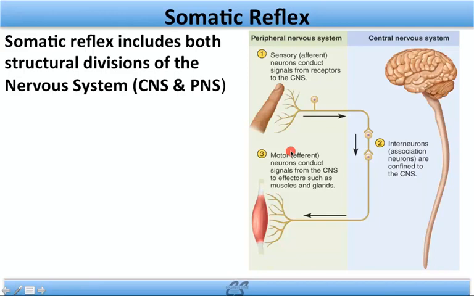So again, just an overview, a somatic reflex includes both PNS and CNS, so central nervous system and peripheral nervous system. And again, just as an overview, you have a single neuron going from the sensation. This is somatic afferent. Maybe we need an interneuron inside of the CNS. And then we find that motor neuron or efferent neuron. And ultimately what we'll find there is it's going to activate the skeletal muscle.